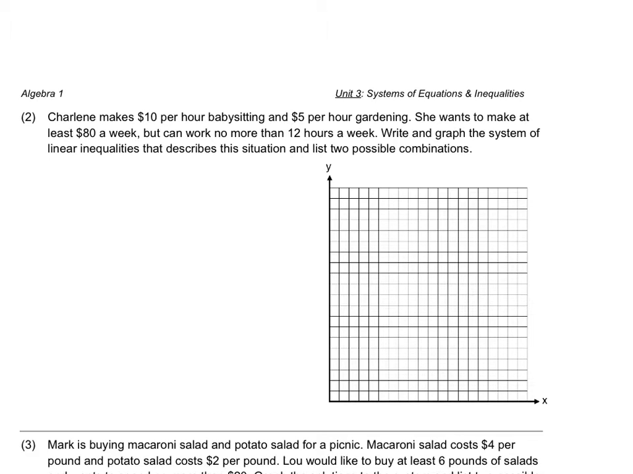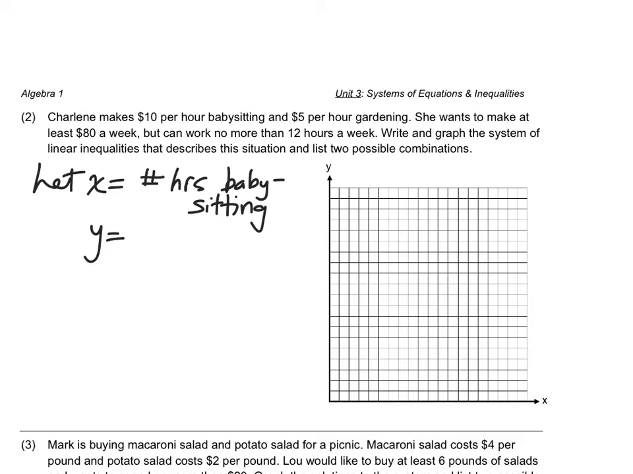It's the number of hours, all right? So let x equal the number of hours babysitting. All right, and so y would then be the number of hours gardening.